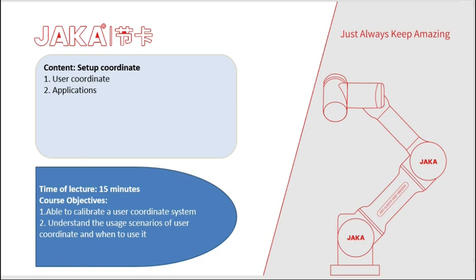The course lasts about 15 minutes, and the objectives of the course are: 1. Be able to calibrate a user coordinate system independently, and 2. Understand the usage scenarios of the user coordinate system. Why is it necessary to calibrate user coordinates?